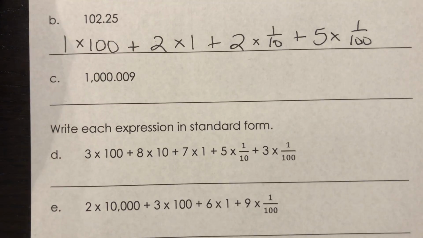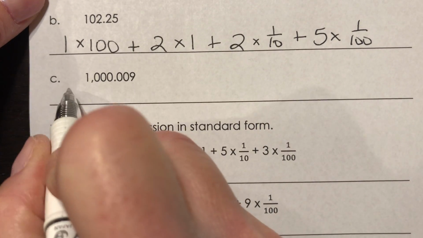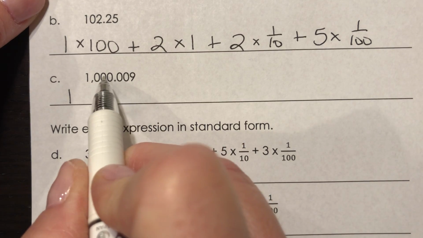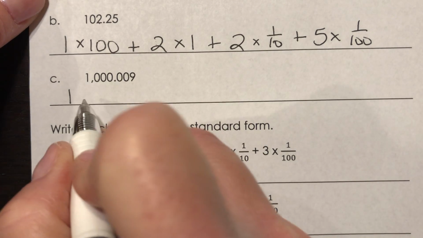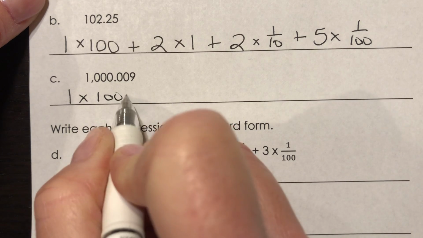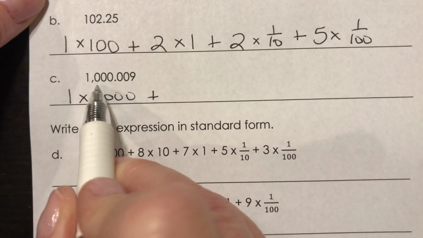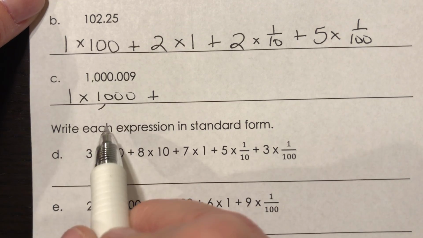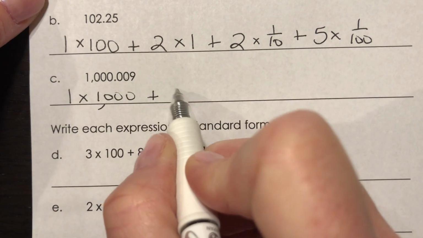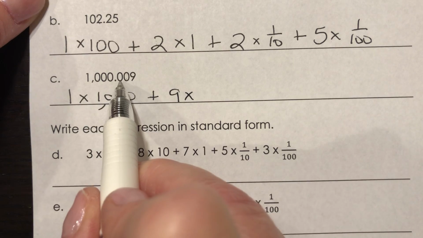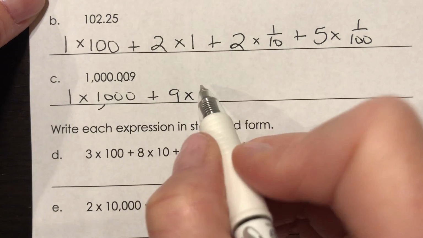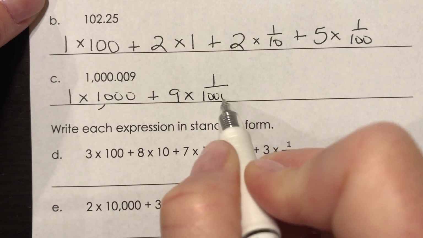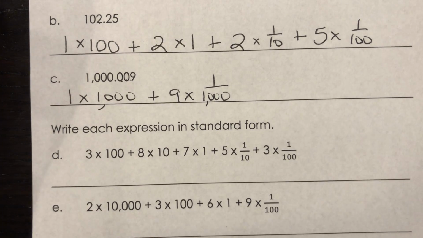Okay, letter C. This 1 right here, it's in the ones, tens, hundreds, thousands place. So I'm going to say 1 times 1,000 plus, I don't have to do anything with those because when you multiply by 0, you'll get 0. The last digit I have is a 9. And this 9 is in the tenths, hundredths, thousandths place. So I'm going to say 9 times 1/1,000.